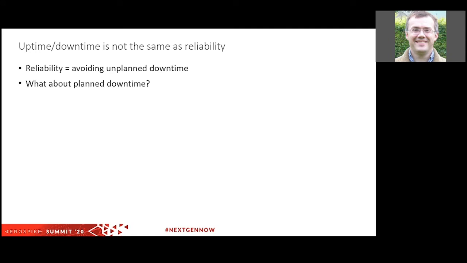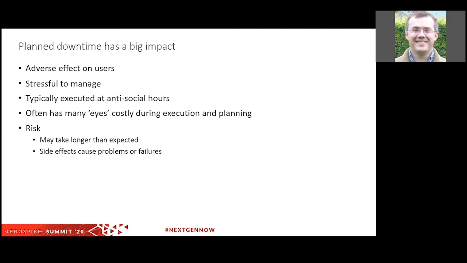Now, uptime or downtime is often conflated with reliability. But reliability, while being a good part of the story, is not quite the catch-all it sounds to be. Reliability really refers to avoiding unplanned downtime. And it's fantastic to have a product that will deliver that, and Aerospike does, but what about planned downtime?